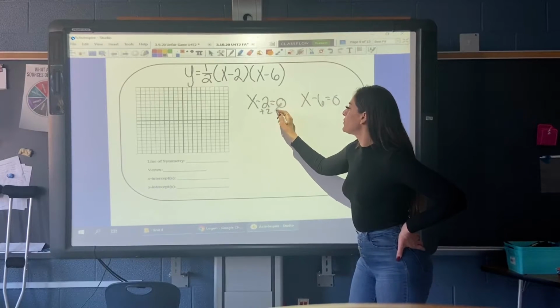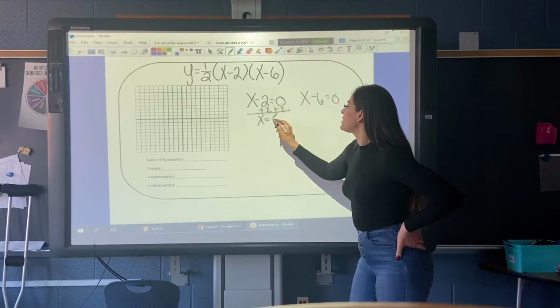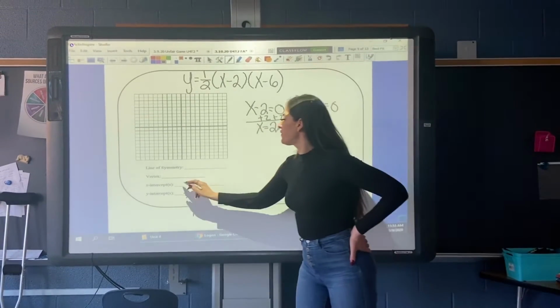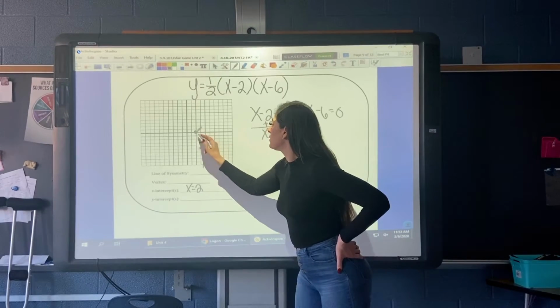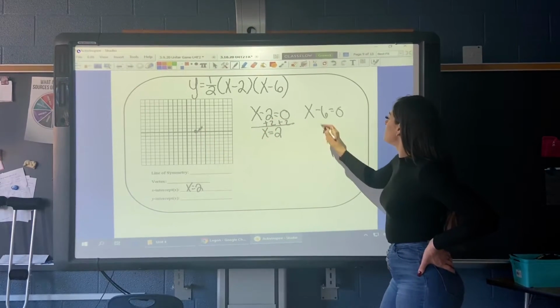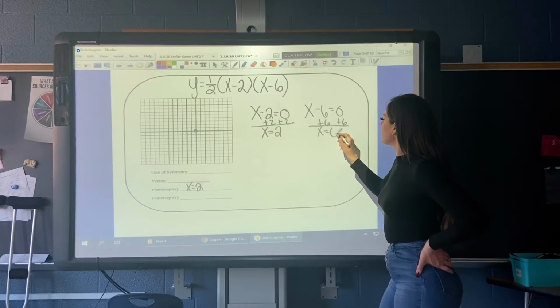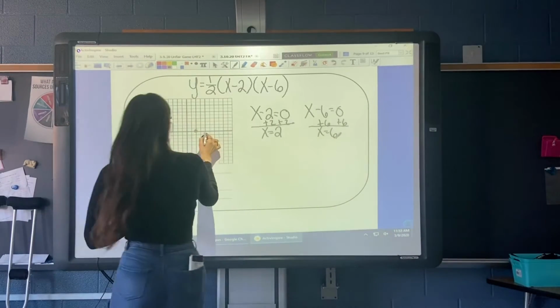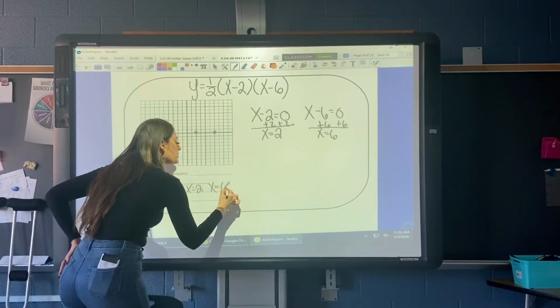Add 2 to both sides of the first binomial, and we'll have x equals 2. That is your first x-intercept, x equals 2, and we can plot it here. Next one, x minus 6 equals 0. Add 6 to both sides, and we'll have x equals 6. Perfect. All right, so we're going to plot that here. x equals 2 and x equals 6.